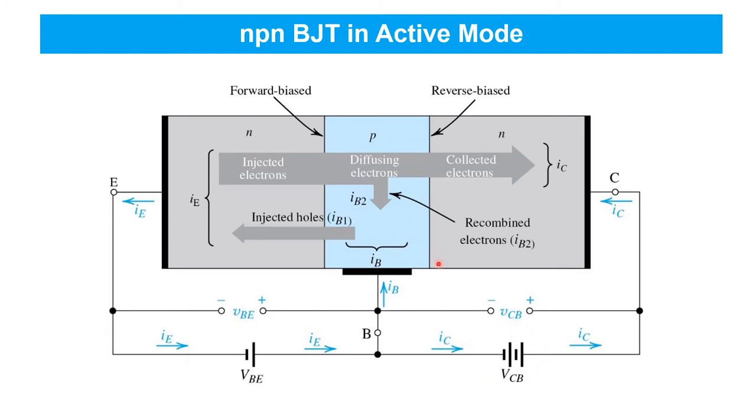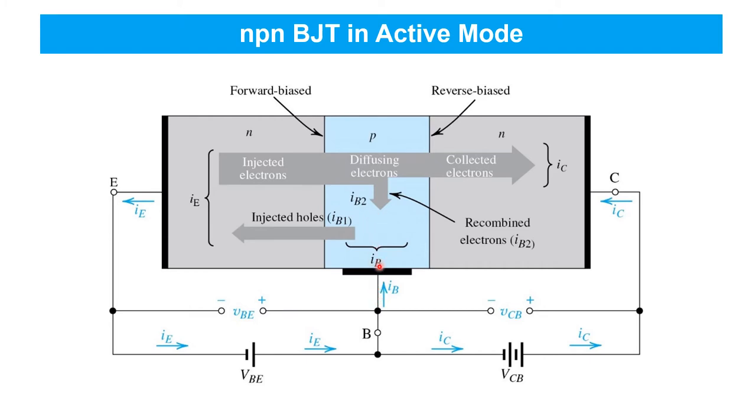Now, in spite of all your best efforts, there will still be some small fraction of those injected electrons into the base that, as they're diffusing, even if the base region is very, very narrow, some of them will recombine with the majority holes that live in the base region. Now, after recombination, those holes that disappear have to be replaced, and they are replaced by a small trickle of current flowing into the base. So there's not zero current flowing into the base.